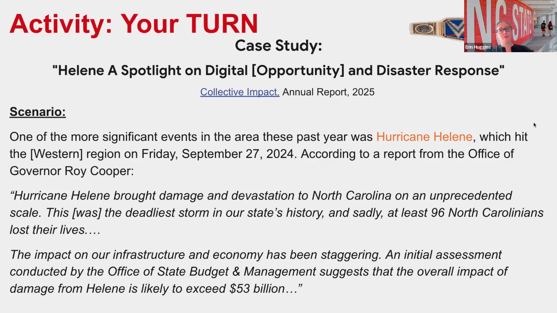So this example comes from a collective impact spotlight that was posted on the Center for Digital Equity in Charlotte's website. It goes on to say Hurricane Helene, as we know, devastated parts of North Carolina, and digital resilience became a core part of the response and recovery efforts. The storm brought damage and devastation on an unprecedented scale and was the deadliest storm in our state's history, with at least 96 North Carolinians losing their lives. The impact on our infrastructure and on our economy has been staggering, and an initial assessment indicated that the overall damage is likely to exceed $53 billion. And we can go on to the next slide.